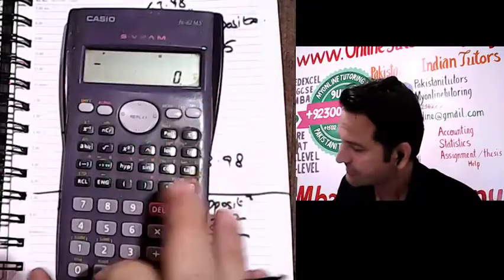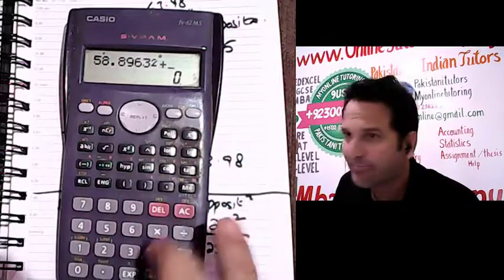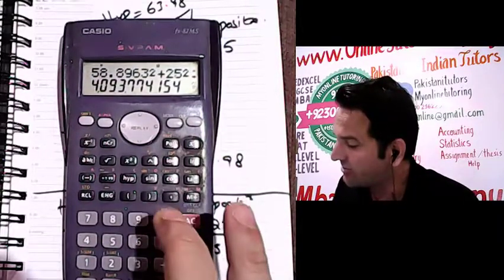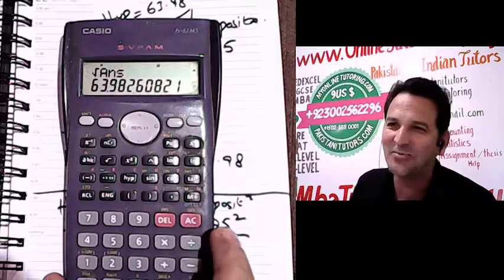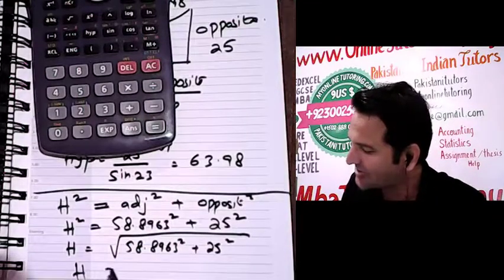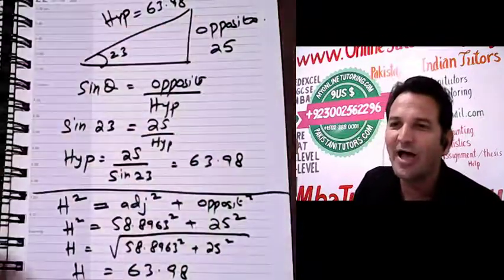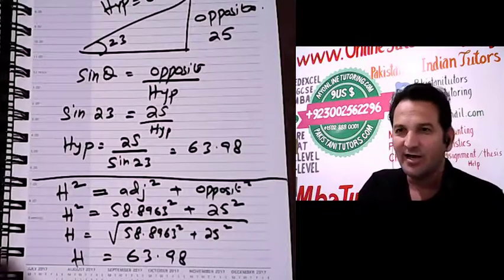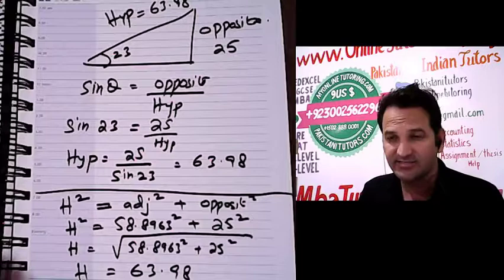58.8963 square plus 25 square, the value is 4093. Then we are taking the square root of this value. So this will become again 63.98. So the hypotenuse is equal to 63.98. So you have a lot of methods to use to find out the sides. You can also find out the angles.